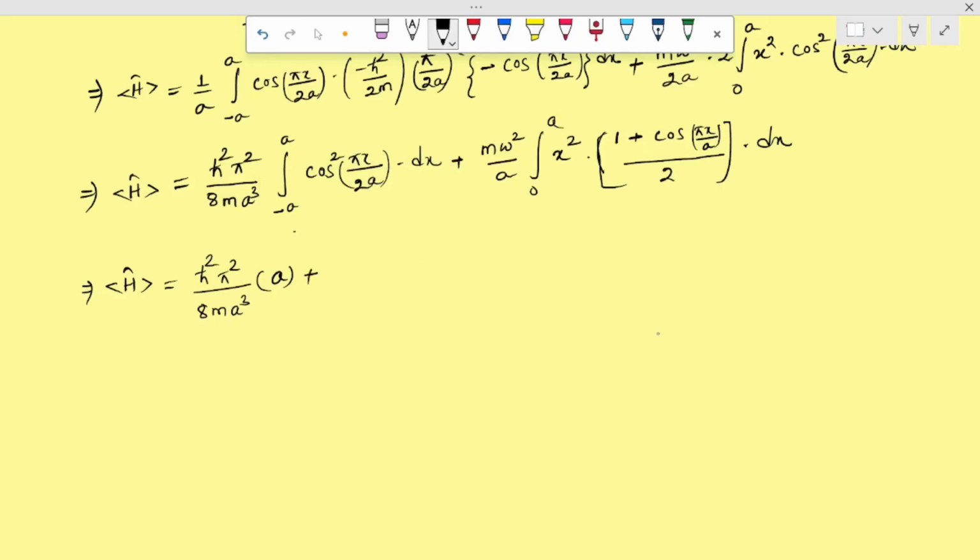Plus m omega square, here we can get two integrations. Integral from 0 to a of x square dx, here 2 can be taken outside of this integration, m omega square by 2a. Okay, integral from 0 to a of x square dx, plus integral of x square into cos pi x by a dx.